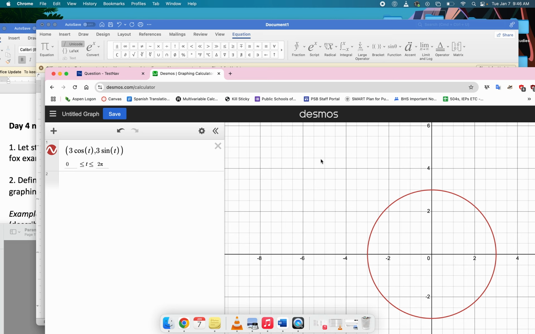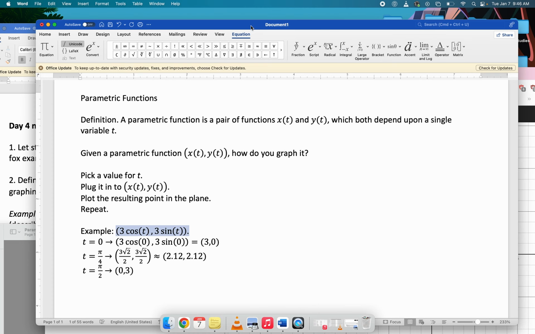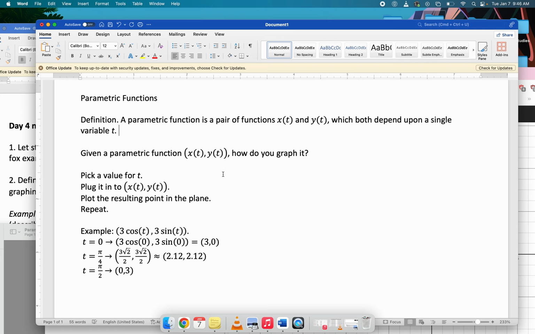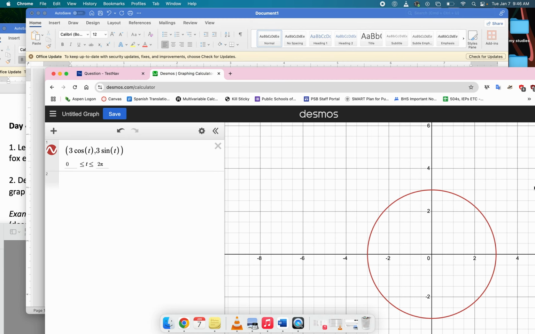Okay. Oh, by the way, the variable t is sometimes called the parameter. So let me just add that to the notes. T is often called the parameter. Okay. You can think of it as like time.